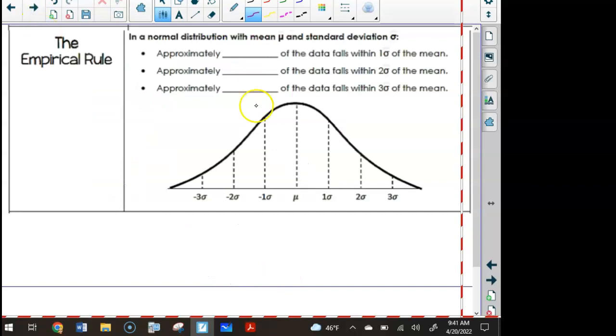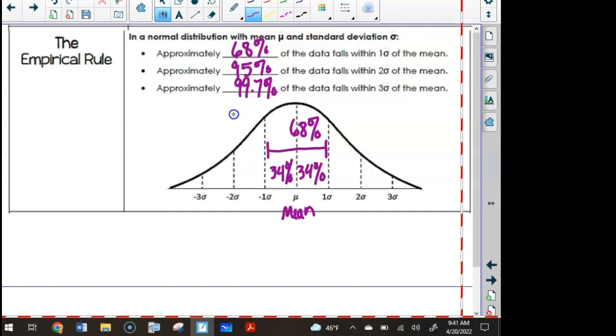So we're gonna write in our notes, okay? Approximately 68% of the data falls within one standard deviation of the mean, 95% falls within two, and about 99.7% falls within 3 standard deviations of the mean. Okay, so this is the mean, and then this is 1 standard deviation below and above, that would be the 68%, or 34 on this side and 34 on this side.